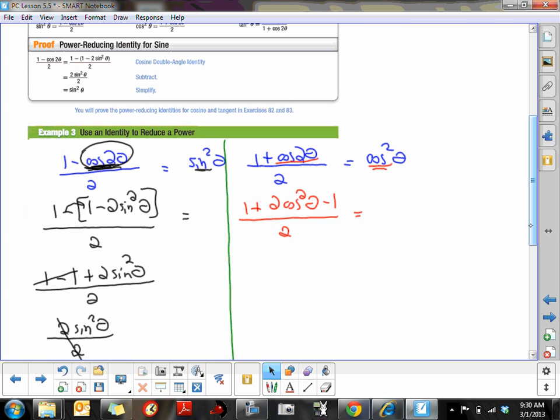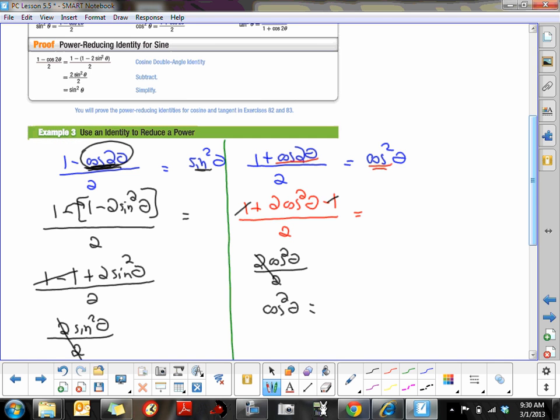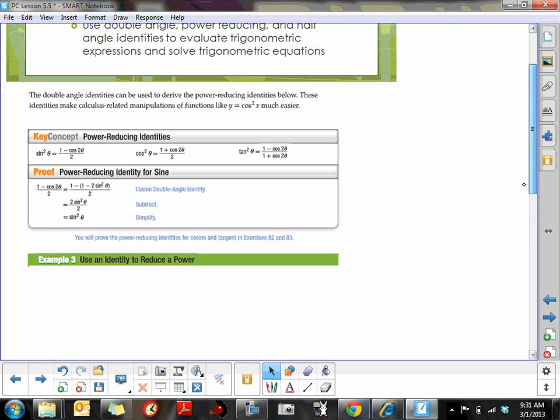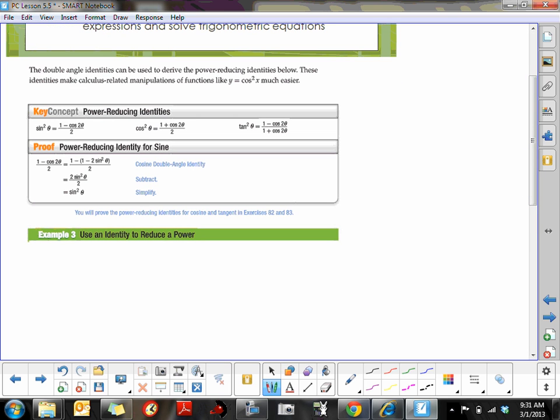You can see how this quickly reduces. We can get rid of our 1's, and then we've got 2 cosine squared of theta divided by 2, which is just cosine squared of theta, which equals cosine squared of theta, and we've got it checked. So there's 2 of the 3, and our third one is the tangent squared of theta. We want to prove that 1 minus cosine of 2 theta, divided by 1 plus the cosine of 2 theta, is really equivalent to tangent squared of theta.